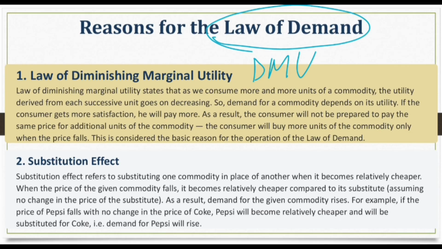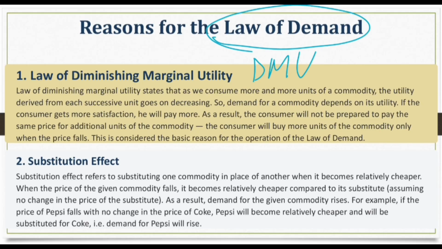For example, I'm very thirsty. I just came home and I drank one glass of water, right? So the first glass of water is going to give me more utility as compared to the successive glasses that I will consume, and there would be a point where I wouldn't want to drink more water and my utility would be zero, right? So as we consume more and more units, the utility derived from each successive unit goes on decreasing.